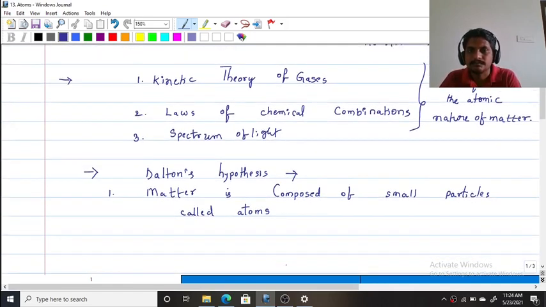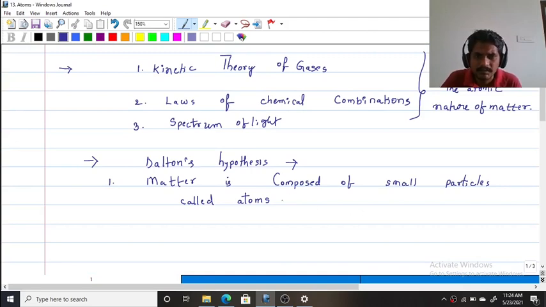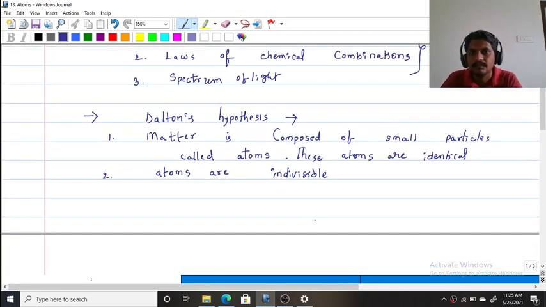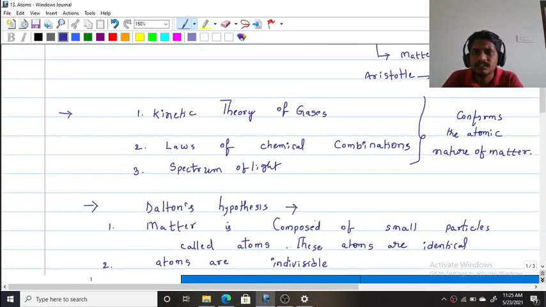All these atoms are identical, according to Dalton. Atoms are indivisible. He did not know what an atom consists of. According to Dalton, it is the fundamental particle of the substance.